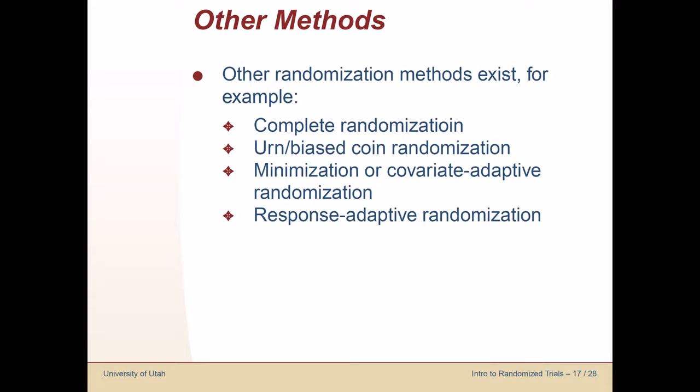There are other randomization methods that are not quite as common as permuted block randomization, and we won't go into these in detail, but you may run into those in the literature. So, for example, complete randomization, urn or biased coin randomization, minimization or other covariate adaptive randomization, and response adaptive randomization, which typically fall under the umbrella of adaptive design trials.